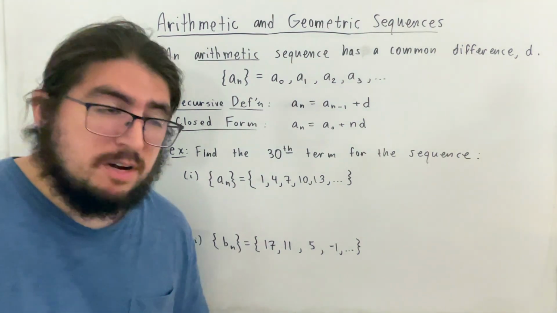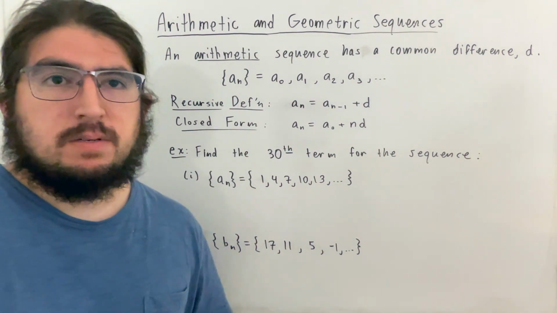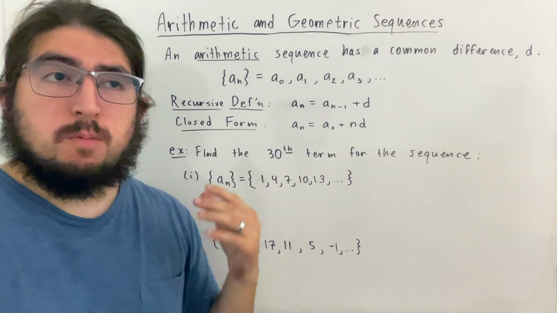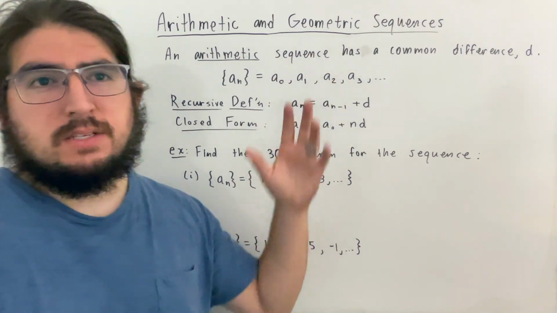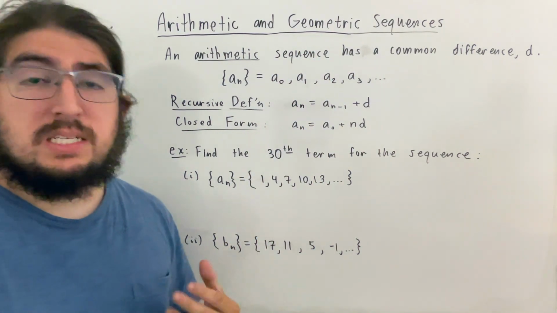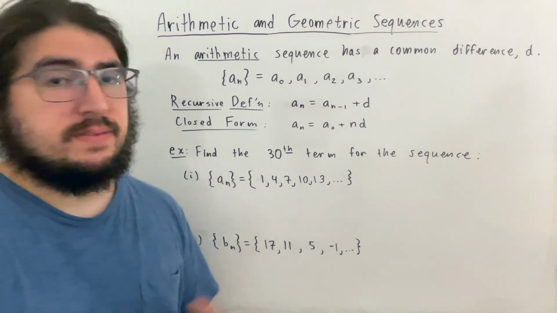Hello everyone. In this video we'll be discussing arithmetic and geometric sequences, which are very particular types of sequences. Arithmetic basically has to do with adding the same thing each time to get from one term to the next, and geometric has to do with multiplying instead of adding, basically. We'll be discussing the sequences as well as the sequence of partial sums for each of those types of sequences.